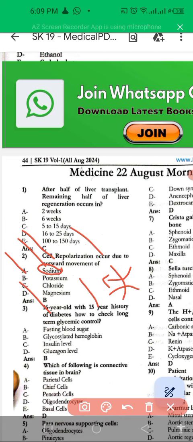A 16-year-old patient presents with 15 years of diabetic history. How to check long-term glycemic control? We will check glycosylated hemoglobin.